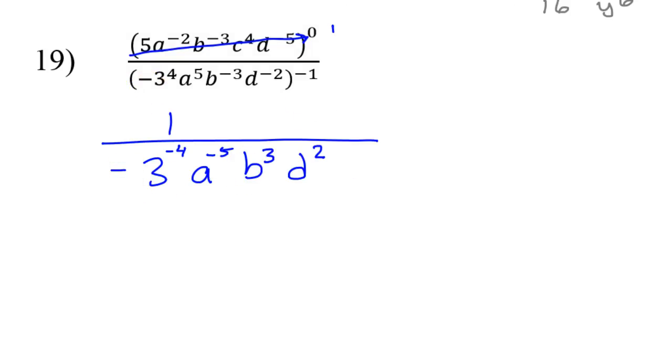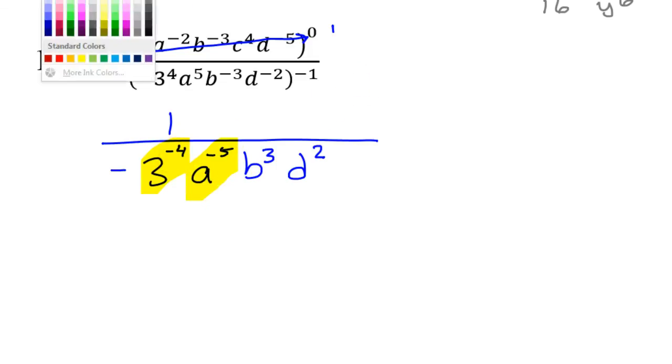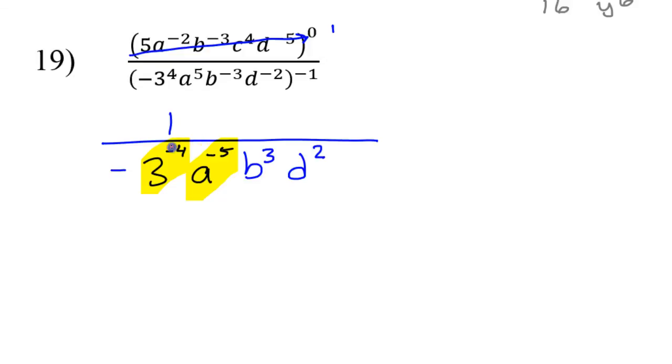Anyway, now I'm just looking for anything that has a negative exponent, because I know that needs to go to the other side of the line. So I know that this is going to go up. So I'm going to have 3 to the 4th power up there, and this is going to go up, so I'm going to have a to the 5th power up there. Is the negative sign going to go up with the 3? No. The negative sign is separate from the rest of it, so the negative sign is going to stay put.